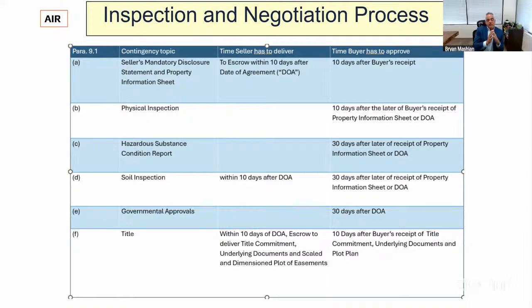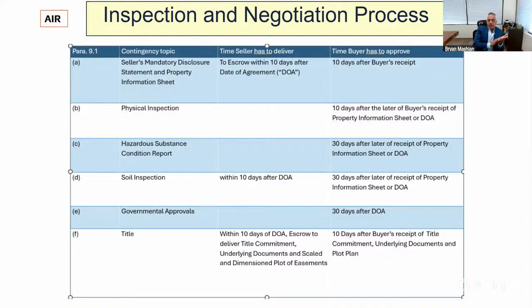Right. So if you look at this chart, which I summarized section 9 of our contract, it basically tells you when does each contingency start and when does it end. For example, in 9.1a, the seller is required to provide seller's mandatory disclosure statement and a property information sheet. The seller has 10 days to provide that, then buyer has 10 days to approve of that.